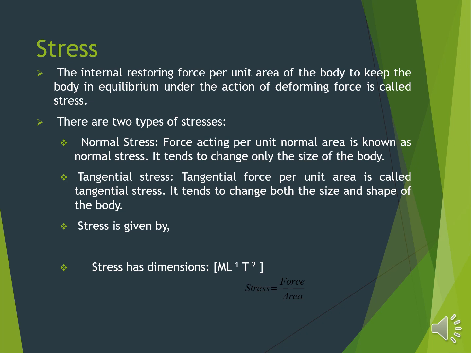Well, what is normal stress? Normal stress is the force acting per unit normal area, and it tends to change only the size of the body. However, the tangential stress is the force per unit area and is changing both size and shape of the body. Now, however, the general formula is stress is given by force per area, and stress has got dimensions M L^-1 T^-2.